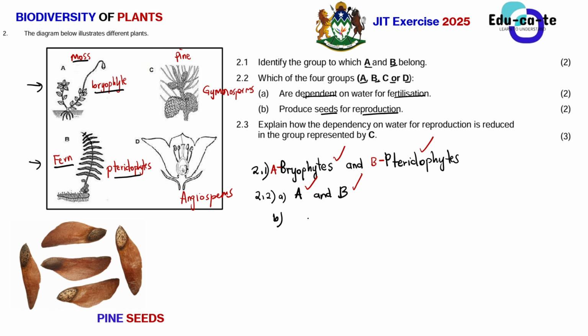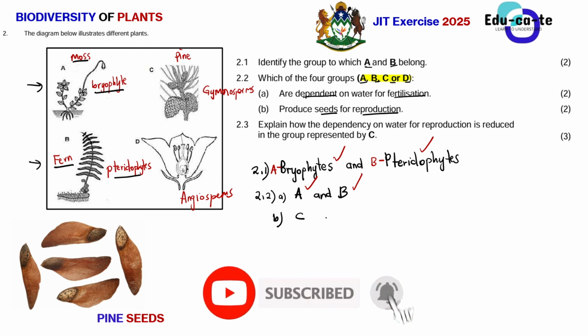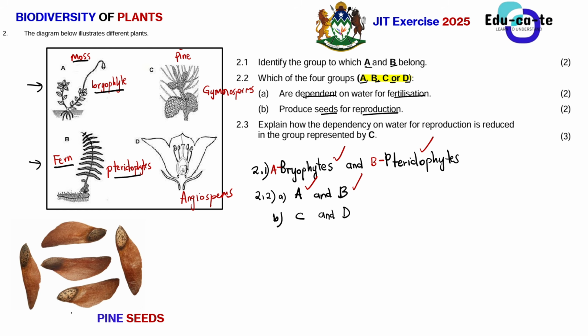So you won't write gymnosperms and angiosperms because here they've said which of the 4 groups, A, B, C, or D. So you must answer using the letters provided, not what you know or what you want. So C as a gymnosperm and D as an angiosperm, those two bear seeds. They are the spermatophytes, so they bear seeds so that they can reproduce.